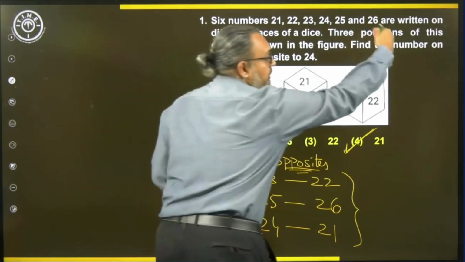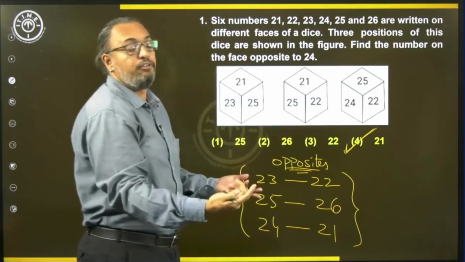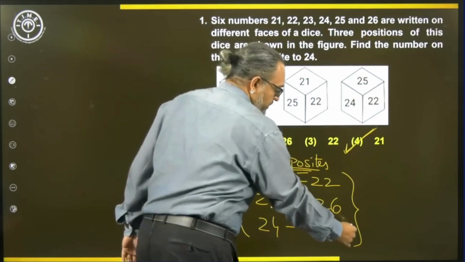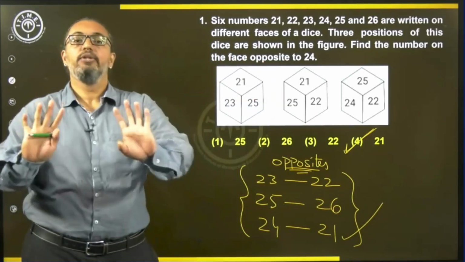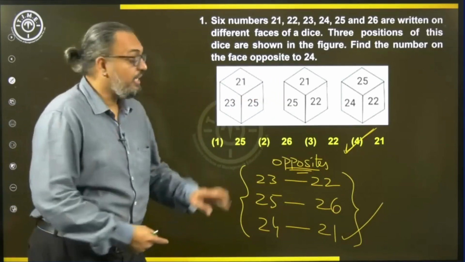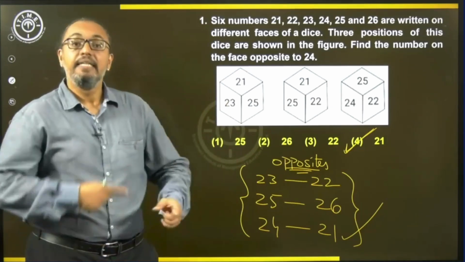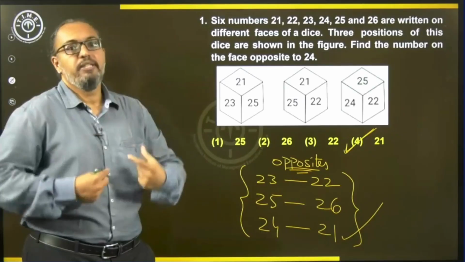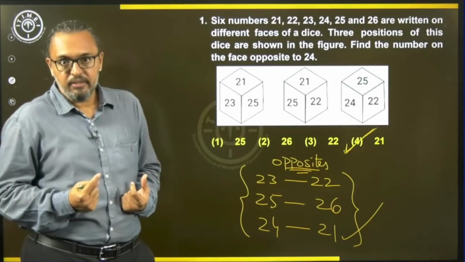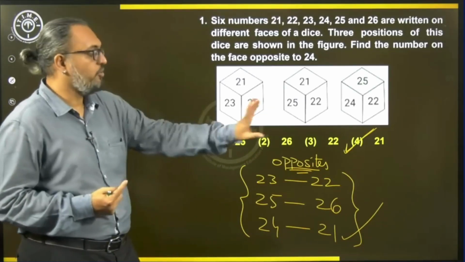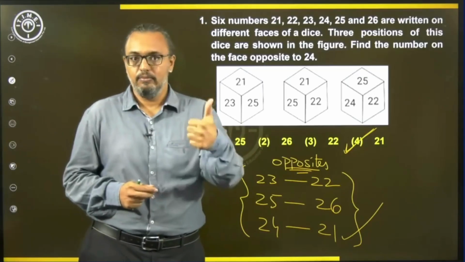So if 21 is on the back side, which is on the front side? 24. So for 24, the opposite is 21. That's the only thing you can answer. But when you're practicing, practice everything. Try to find out all the opposites. Then you will know in what are all the ways I can do it. Understood the point here? Okay. So the answer to this is 21.